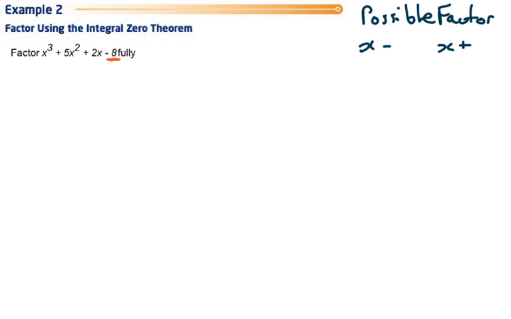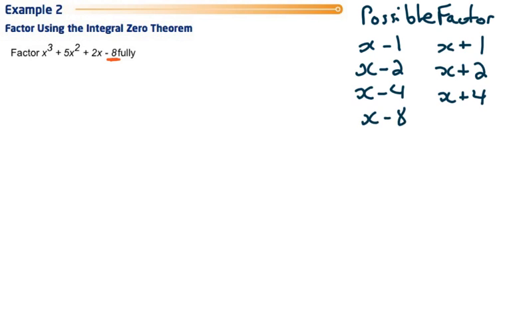So since we can divide 1 into 8, x minus 1 and x plus 1 both work. Doesn't matter if it's positive or negative. We can divide 2 into 8, so x minus 2 and x plus 2 will work. We can't divide 3 into 8, so we can't have x minus 3 and x plus 3 in this list, but we can have 4s. 5, 6, and 7 also don't work, and we can have 8s.